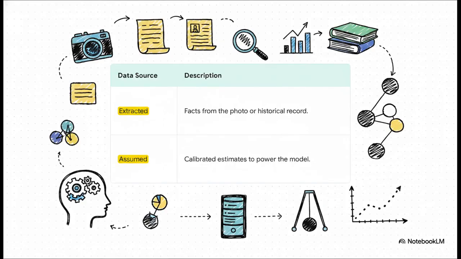So to build a really complete model, the simulator needs two different kinds of data. First, you've got extracted data. These are the hard facts, like the 37 signatories. But to fill in the gaps, it also has to use assumed data. And these aren't just guesses, they're really carefully calibrated estimates based on historical trends. That's what lets the simulation project forward in time.